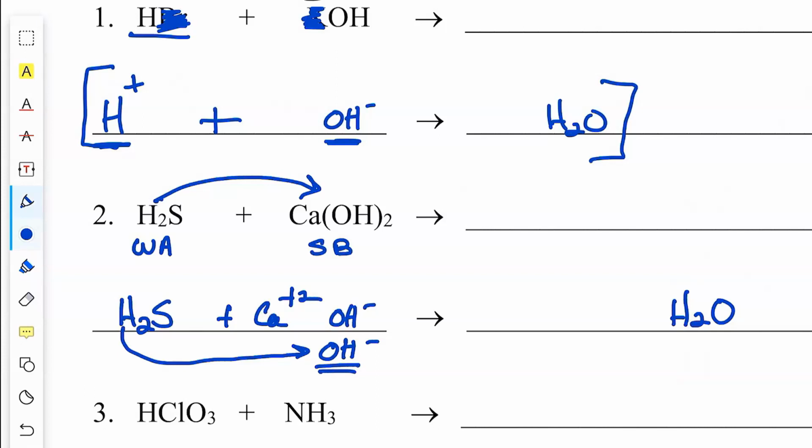Now, after H2S donates a proton, the conjugate base of H2S becomes HS, and it's negative because it lost a proton. If you notice, calcium is going to do nothing. It'd be on this side as well. If you want to write it, you can. Okay, but we're going to get rid of it because the calcium is going to be a spectator.